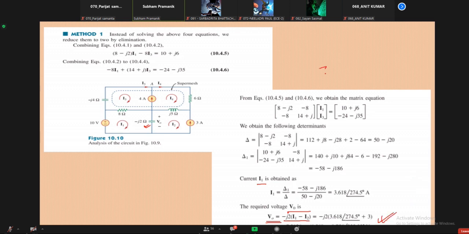This has been taken from Sadiku. Sadiku's book is available on the internet. You can download it and see there. But the thing is whether you have understood this concept or not. This is the main point. If you have understood the concept, then you can definitely apply it everywhere.